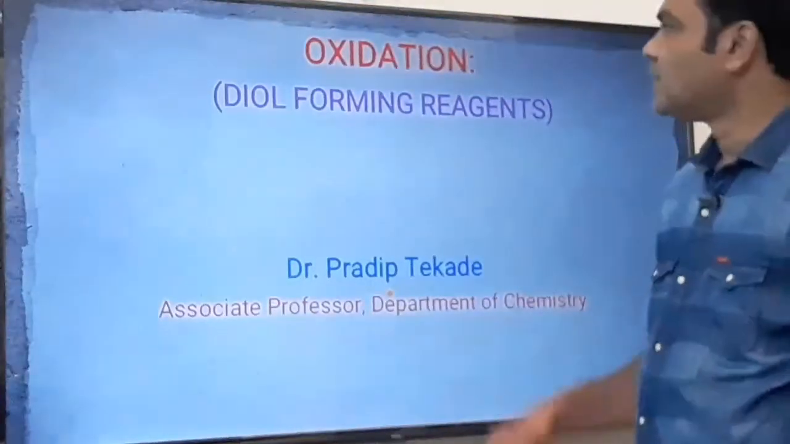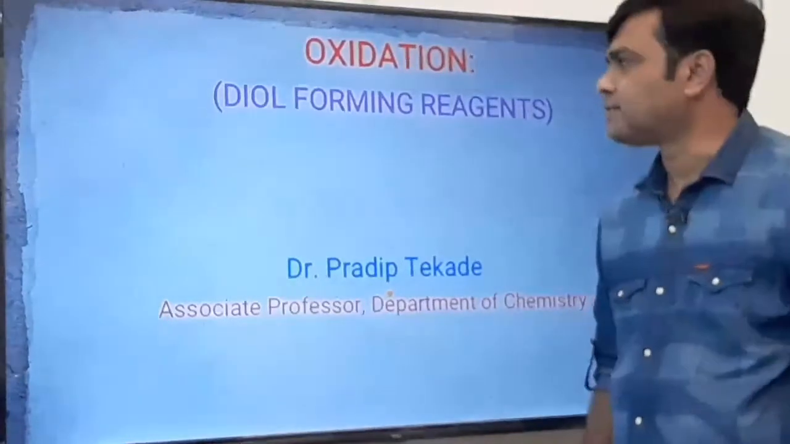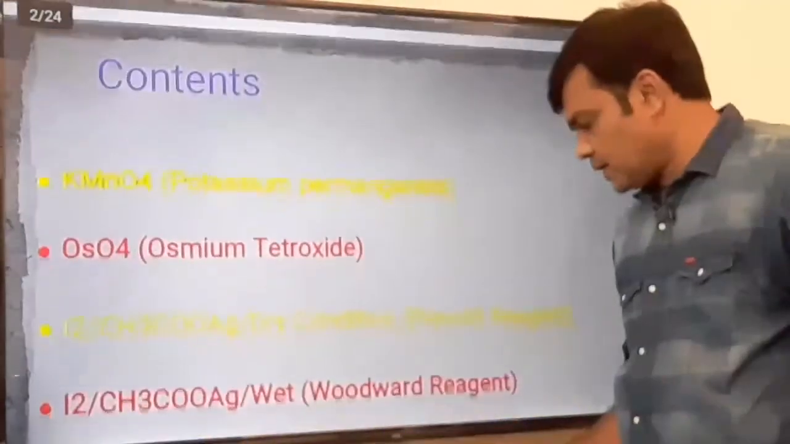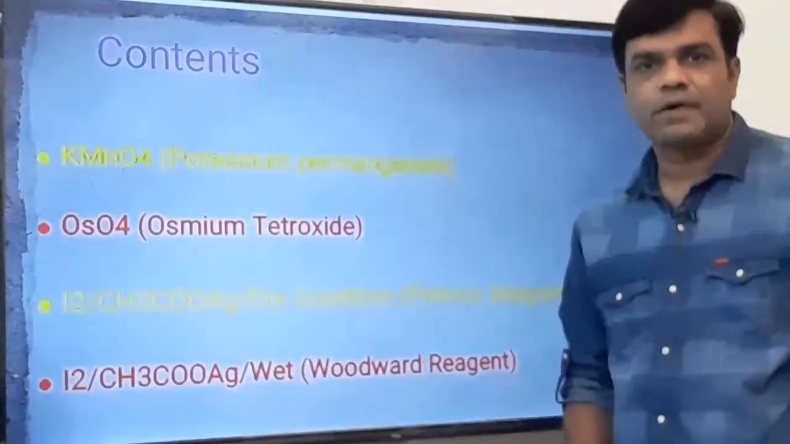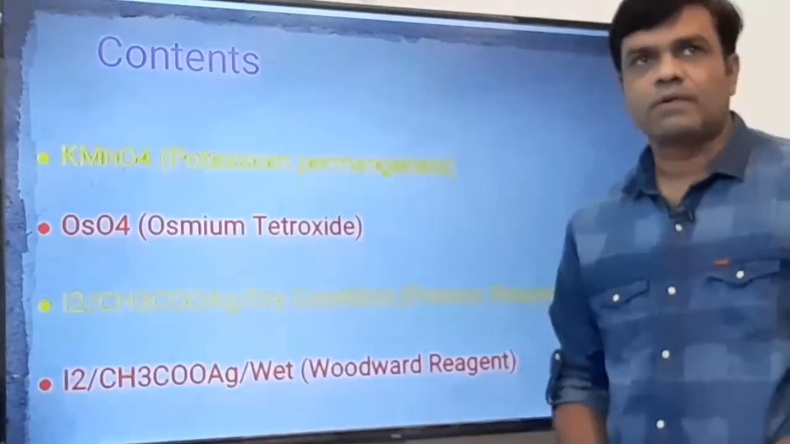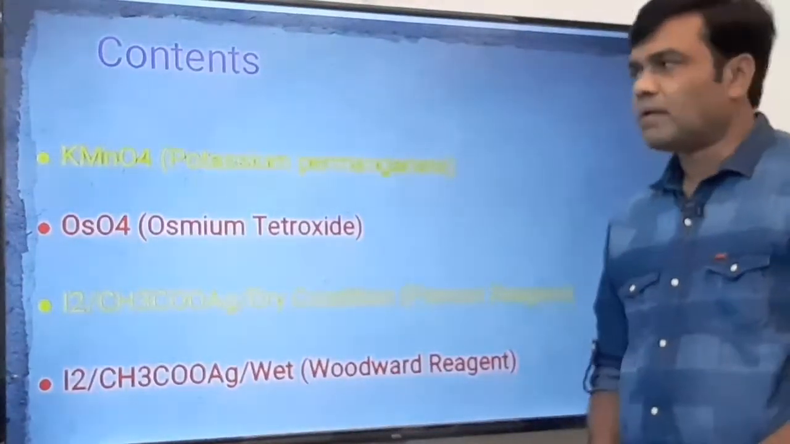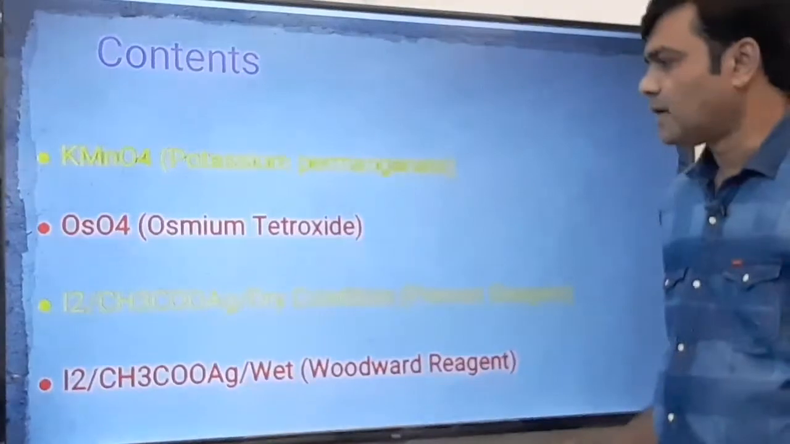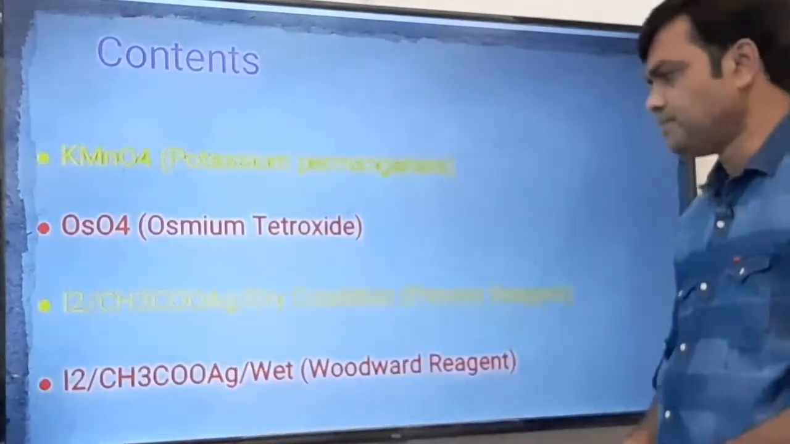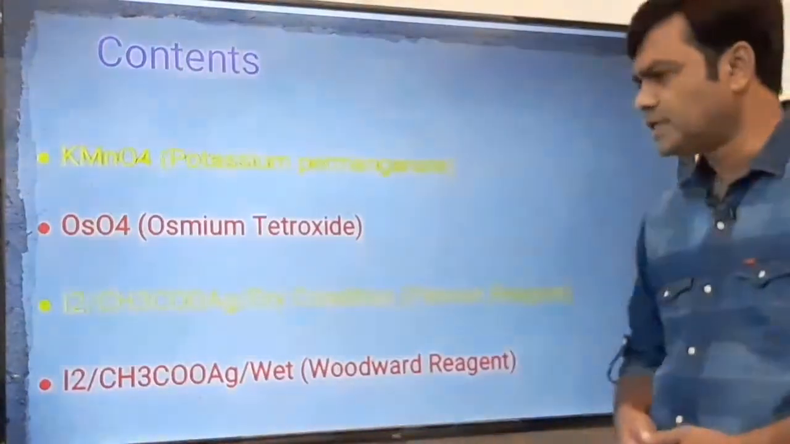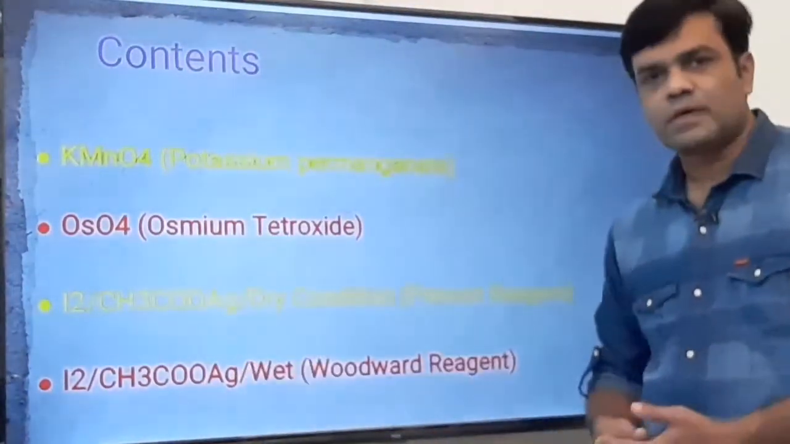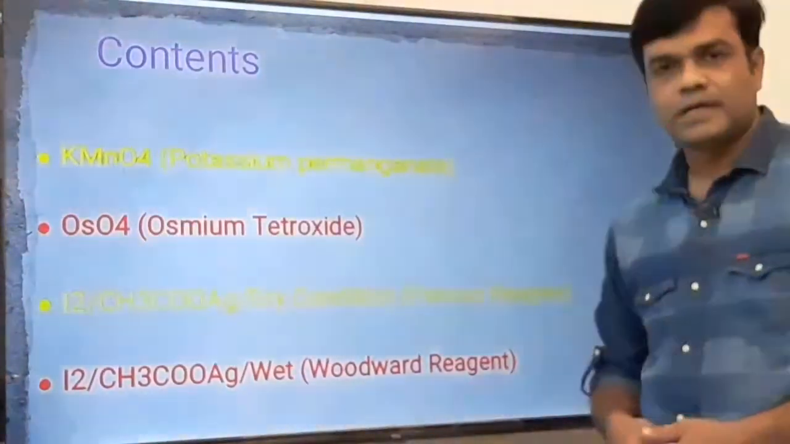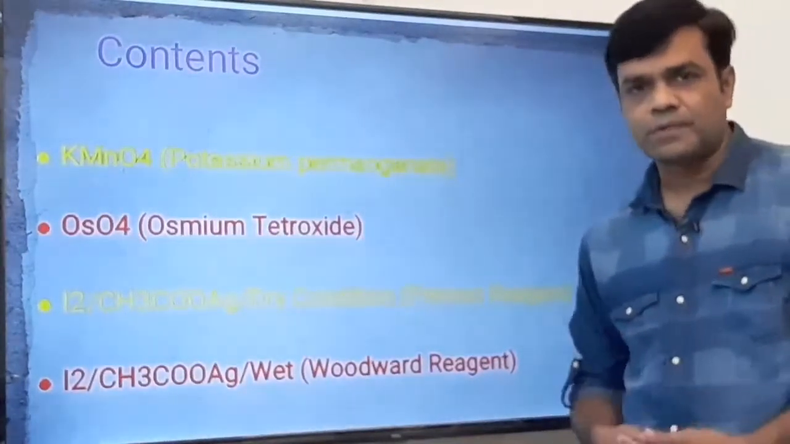Hello everyone. In this lecture under the title oxidation, we have to discuss the diol forming reagents. Diol forming reagent means the reagents which form two OH groups across a carbon-carbon double bond. Potassium permanganate, osmium tetroxide, iodine with lead tetraacetate, iodine with the silver salt of acetic acid in dry condition, that is Prevost reagent, then iodine with the silver salt of acetic acid in wet condition, that is in water media, that is Woodward reagent. These are the four reagents that we have to discuss in this lecture.